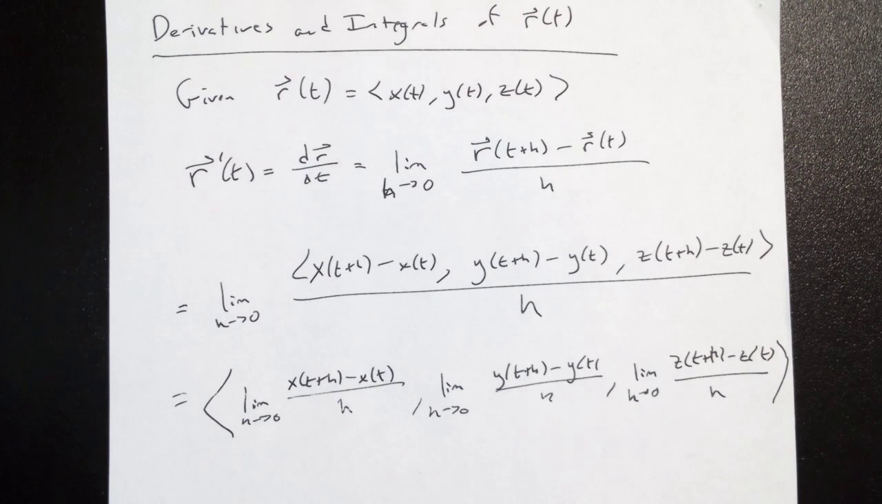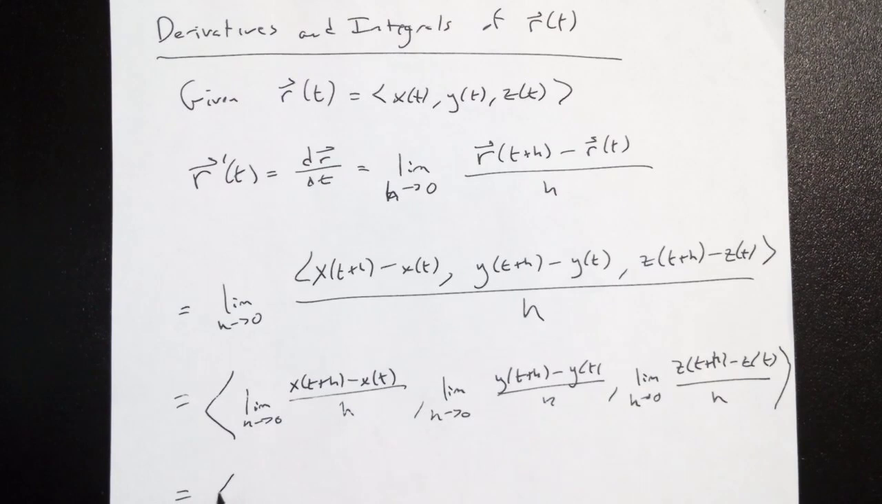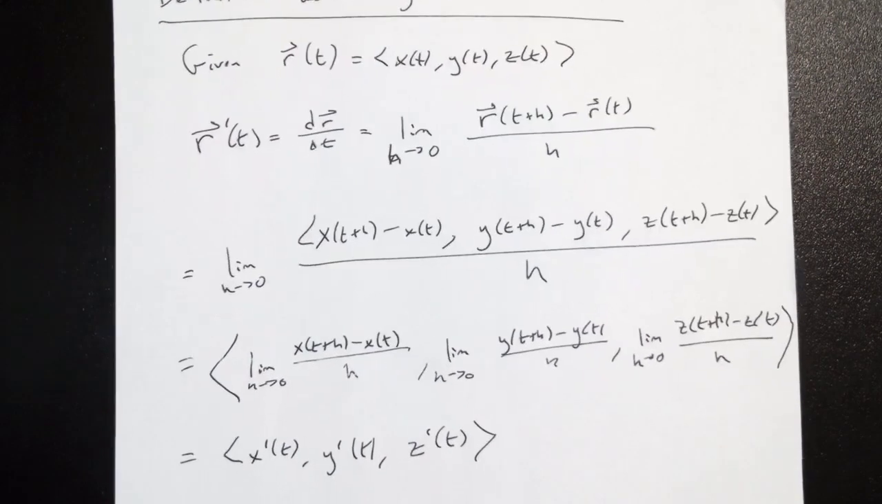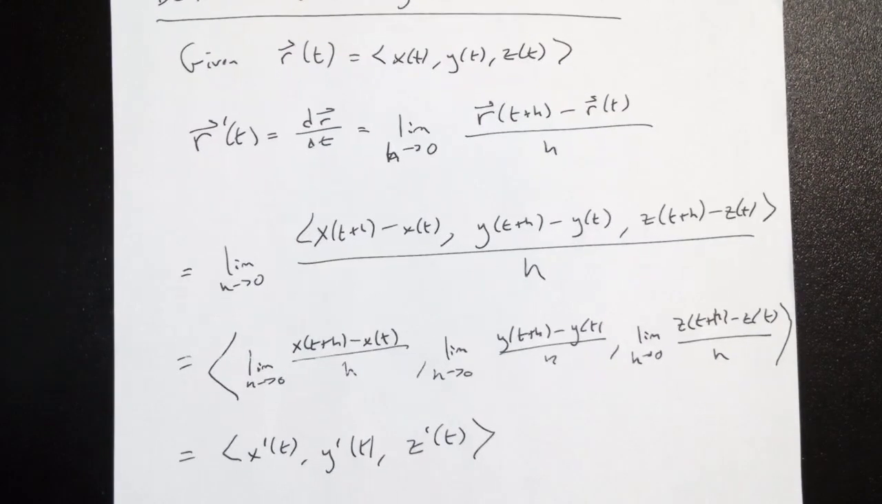And that means that this is just x prime of t, y prime of t, z prime of t. In other words, taking the derivative of a vector is taking the derivative of the components. It's just like Calc 1, except I have to do three of them instead of one.